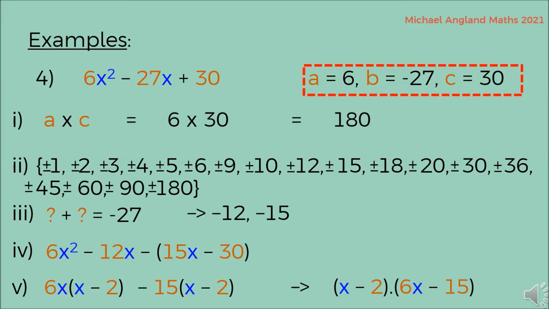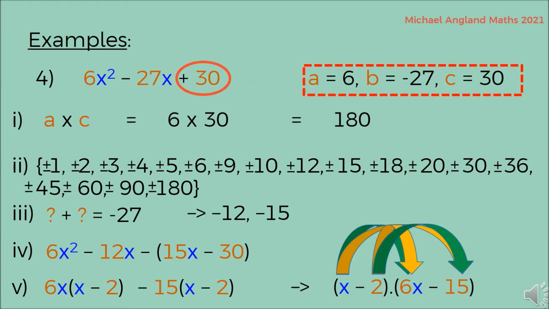And we can check that that's right by reconstituting it using FOIL. Multiplying the first two terms, x times 6x, 6x squared, that's the first term. Outer, x times minus 15, minus 15x. Inner, minus 2 times 6x, minus 12x. So minus 12x minus 15x is minus 27x. That's the middle term. And last, minus 2 times minus 15, positive 30. That's the last term in the quadratic.